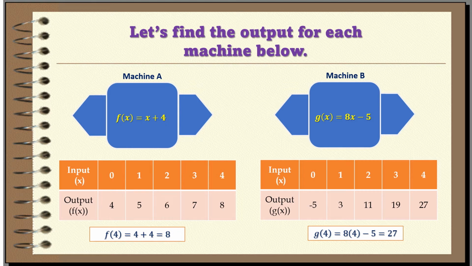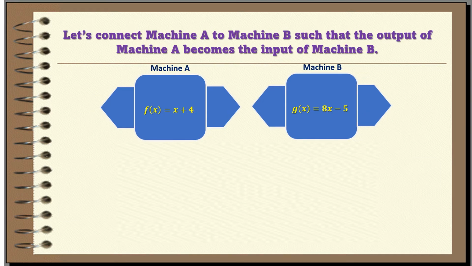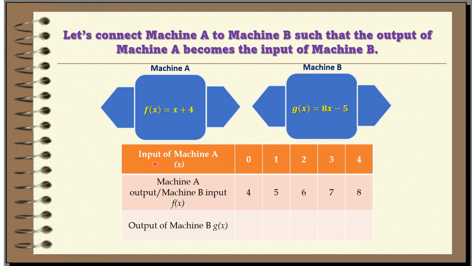Now, let's move forward. This time, let's connect machine A to machine B such that the output of machine A becomes the input. If this is the output of machine A, this will be the input for machine B. We have here a table of values wherein the first row is the x variable, the input for machine A, and the second row is the output of machine A, which becomes the input for machine B. The values here are taken from the previous slides.